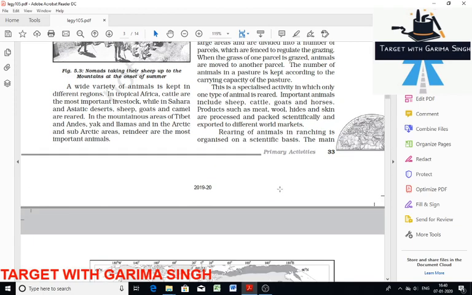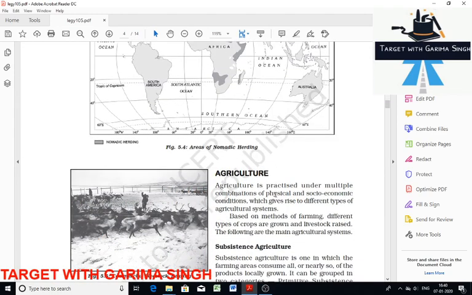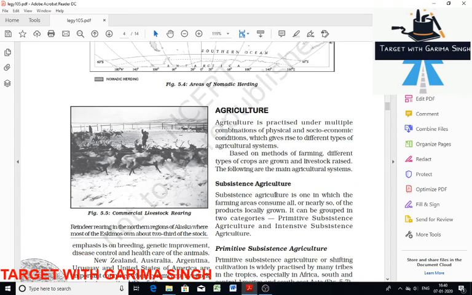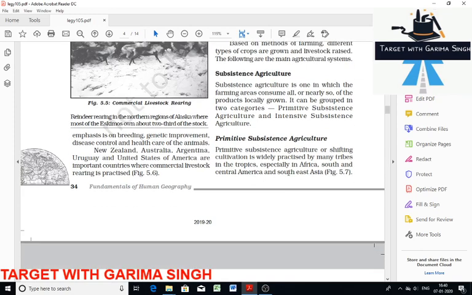I'm just telling you the bullet points only, because when we discuss questions, we will explain in full form. Agriculture, types of agriculture. Subsistence includes two kinds of agriculture. First one is primitive subsistence, and next is intensive subsistence agriculture.